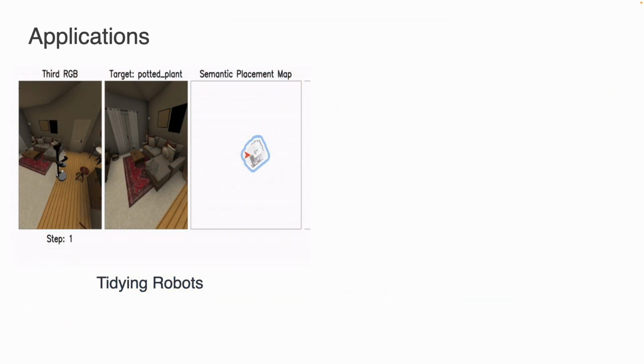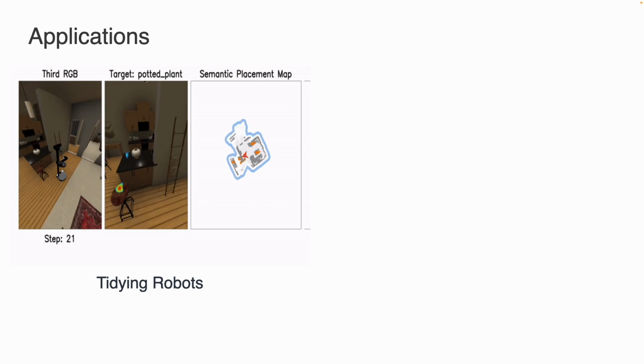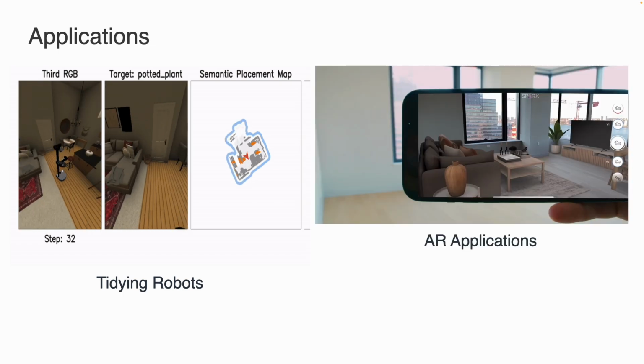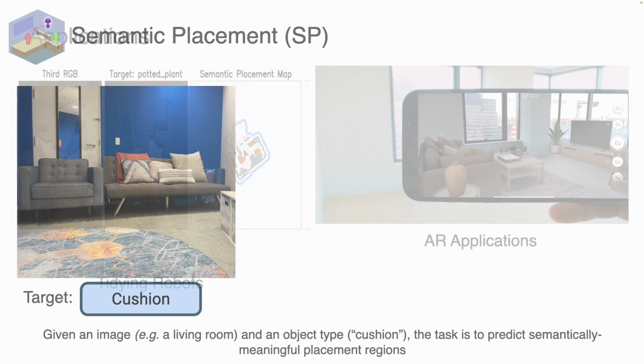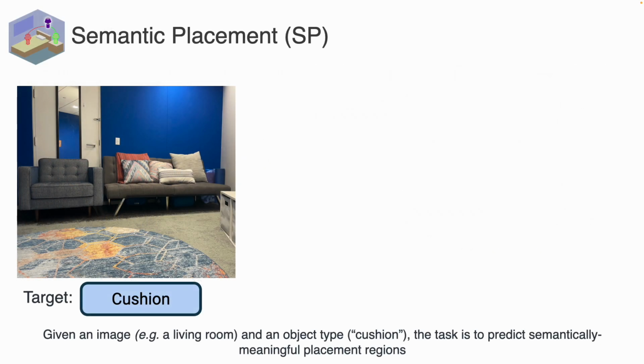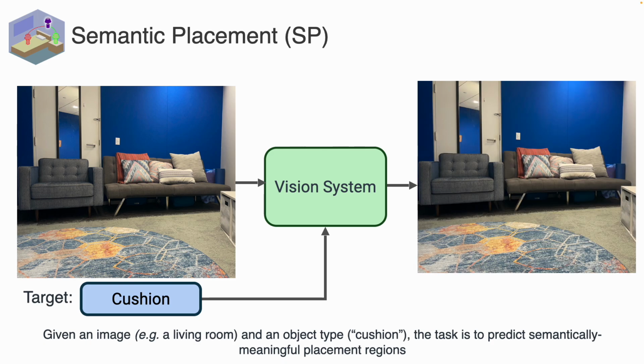Learning this form of visual reasoning is critical for various applications, like building tidying robots that can clean your house, to AR systems that can help you visualize your own furniture with preferred aesthetics in a new home. To study this problem, we propose semantic placement, a new CV task where a vision system is given an image and a target object category, and it's tasked with placing semantically meaningful regions to place objects in the image space.